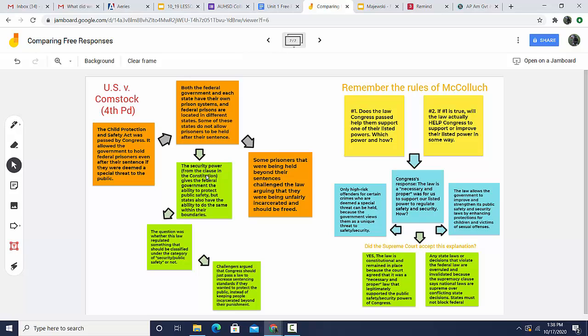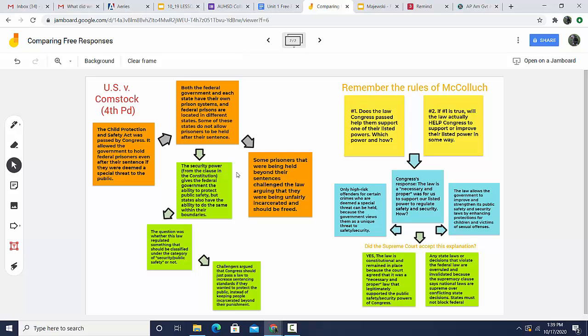Well, the national government does have something called the security powers, right? It's from a clause in the Constitution, a series of them actually, which relate to national security and safety. It gives the federal government the ability to protect public safety, but states also have the ability to do the same within their boundaries. So the question here is whether this law regulated something that should be classified under the category of security, public safety, or not. And if it was, then the national government has the ability to do this because they're able to connect it to their listed powers clearly enough.